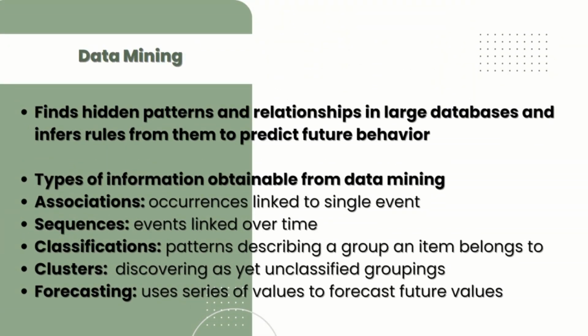Data mining. Find hidden patterns and relationships in large databases and infer rules from them to predict future behavior. Types of information obtainable from data mining: associations, occurrences linked to a single event; sequences, events linked over time; classifications, patterns that describe a group an item belongs to; clustering, discovering as yet unclassified groupings; and forecasting, which uses a series of values to forecast future values.